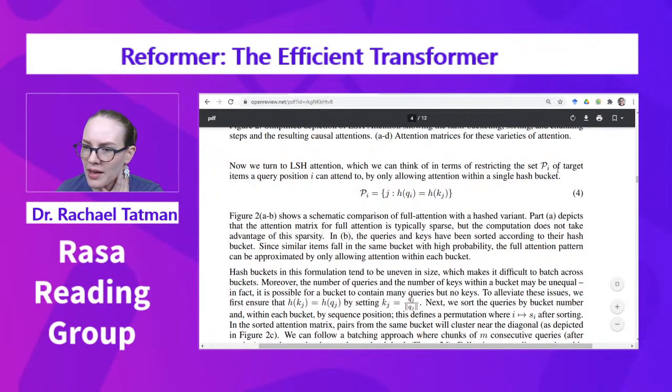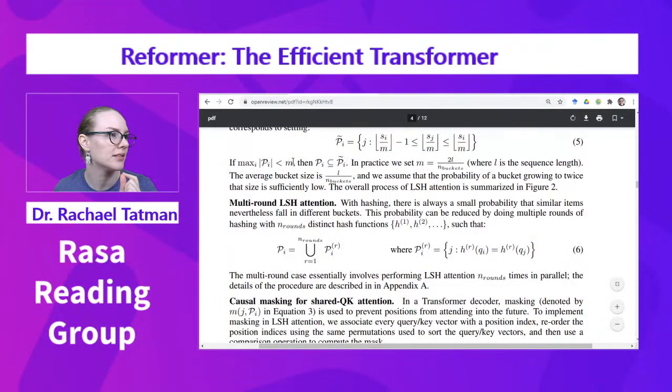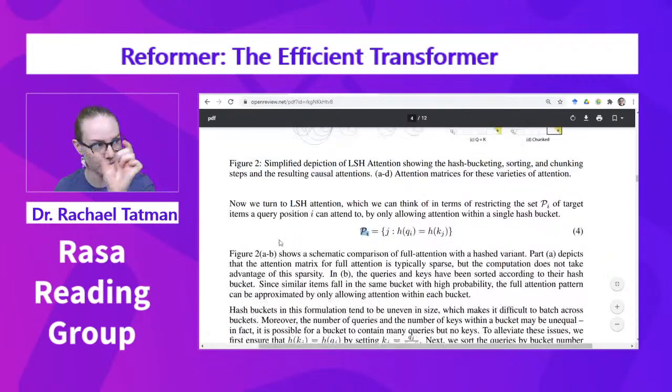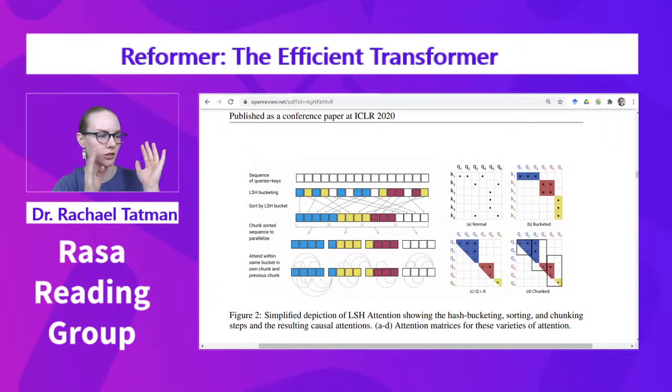Oh, here we go. Okay, so P_i is the set of target items a query position i can attend to. So P is the number of things a single item can attend to. M is the size, the number of things in each of the chunks. Buckets are based on the projection of the quadrant. Chunks are something separate. The size of the chunk is a hyperparameter that you choose.